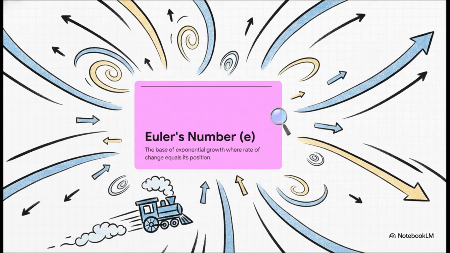And rounding out our cast is Euler's number, e. You can think of e as the ultimate engine of an unstoppable positive feedback loop. It's the base of exponential growth. Visually speaking, it describes a function where its rate of change, or its speed, is always perfectly locked to equal its current position. So the bigger something gets, the faster it grows. It is quite literally a runaway train of mathematical momentum.